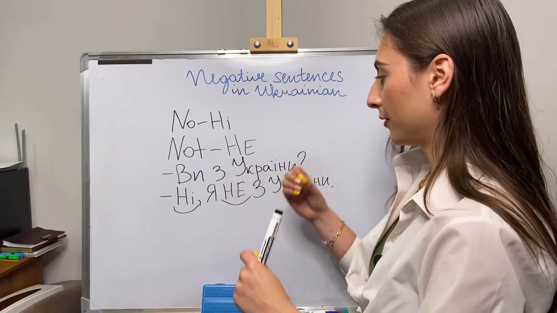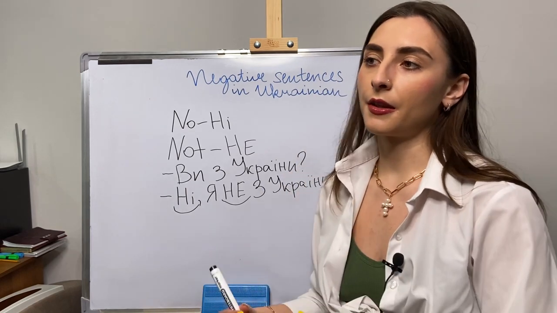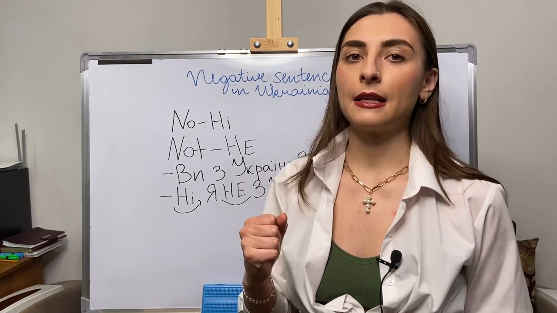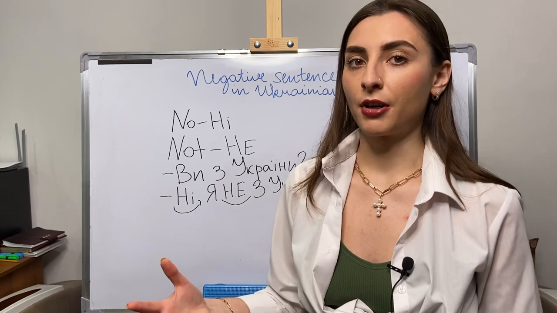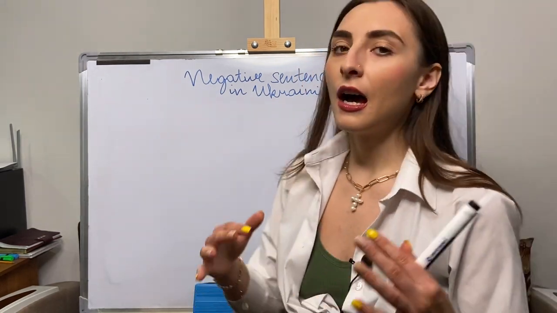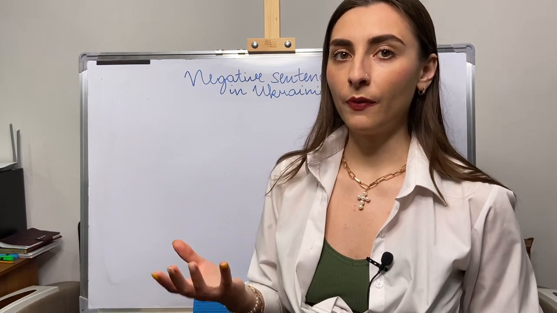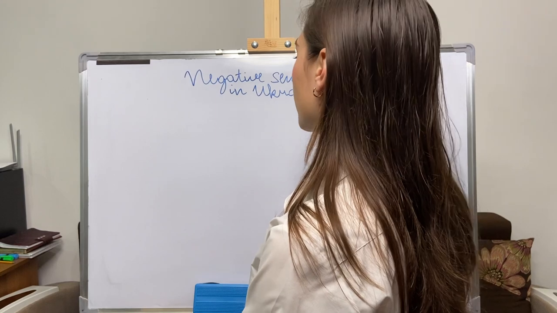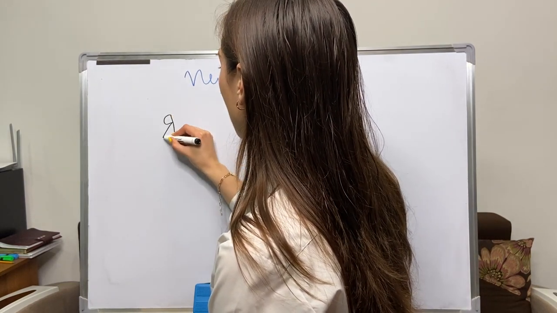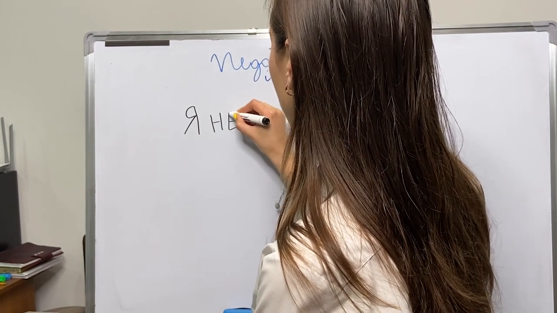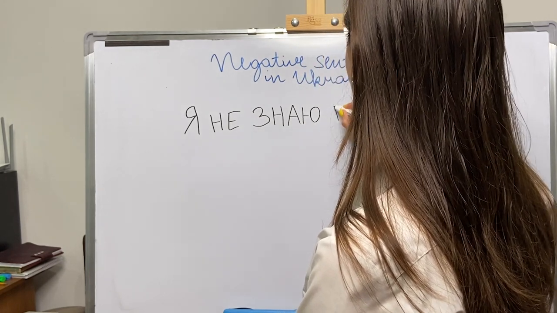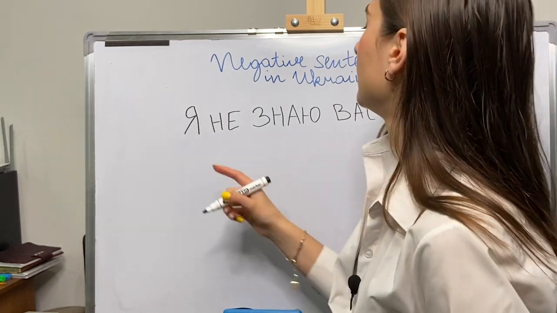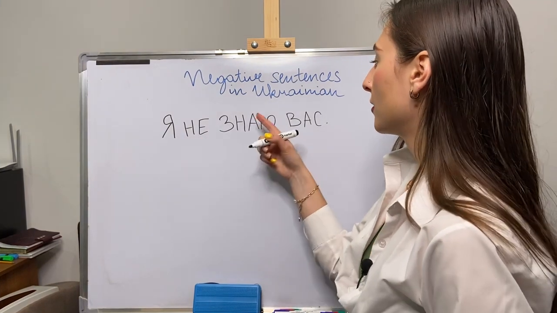I not from Ukraine. Okay, let's look at another construction when we have a verb in the sentence and you need to say I don't or he doesn't. What about this kind of construction? So let's check them out now. So let's make an example. If you want to say, I don't know you. I don't know you. In Ukrainian, it will sound as Я не знаю вас. Я не знаю вас. I don't know you.